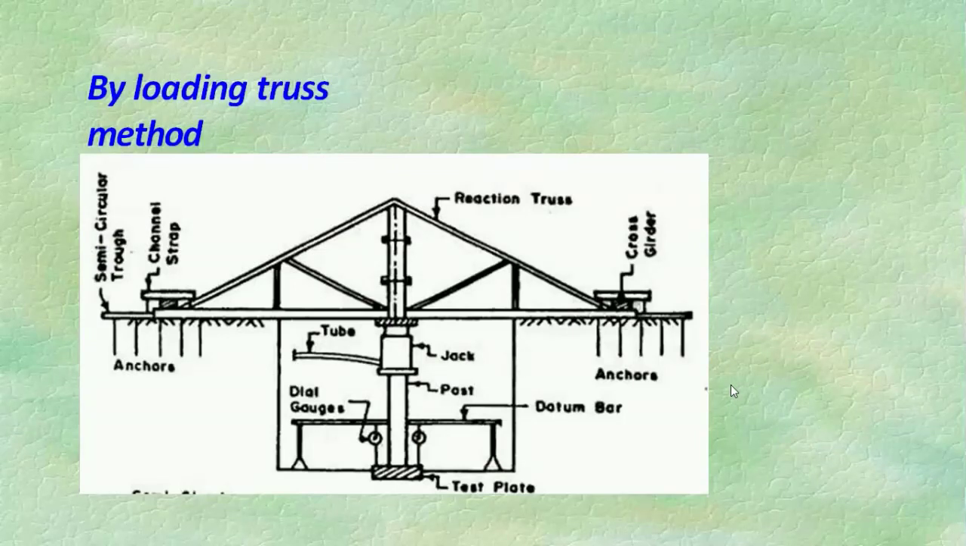A suitable loading system, such as a truck or any other vehicle, is connected with the reaction beam and hydraulic jack with the load measuring device, arranged as shown in the figure. 3 dial gauges are placed along the periphery of the loading plate and they are fixed to a support or a datum which is not in the deflected area.